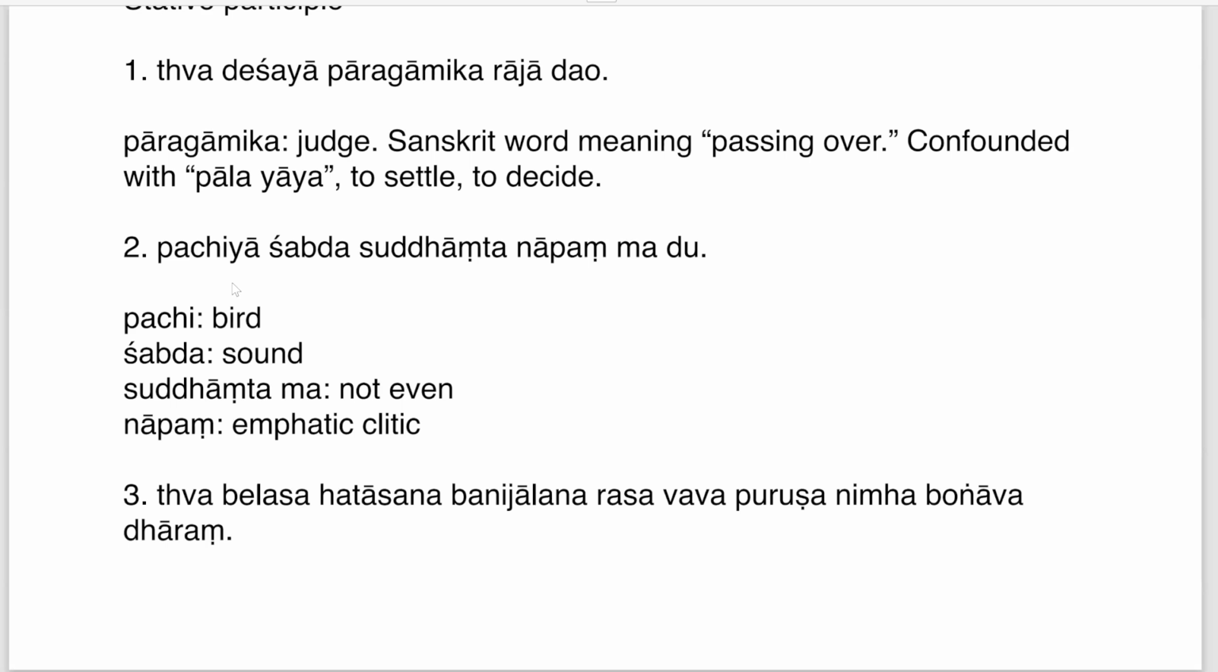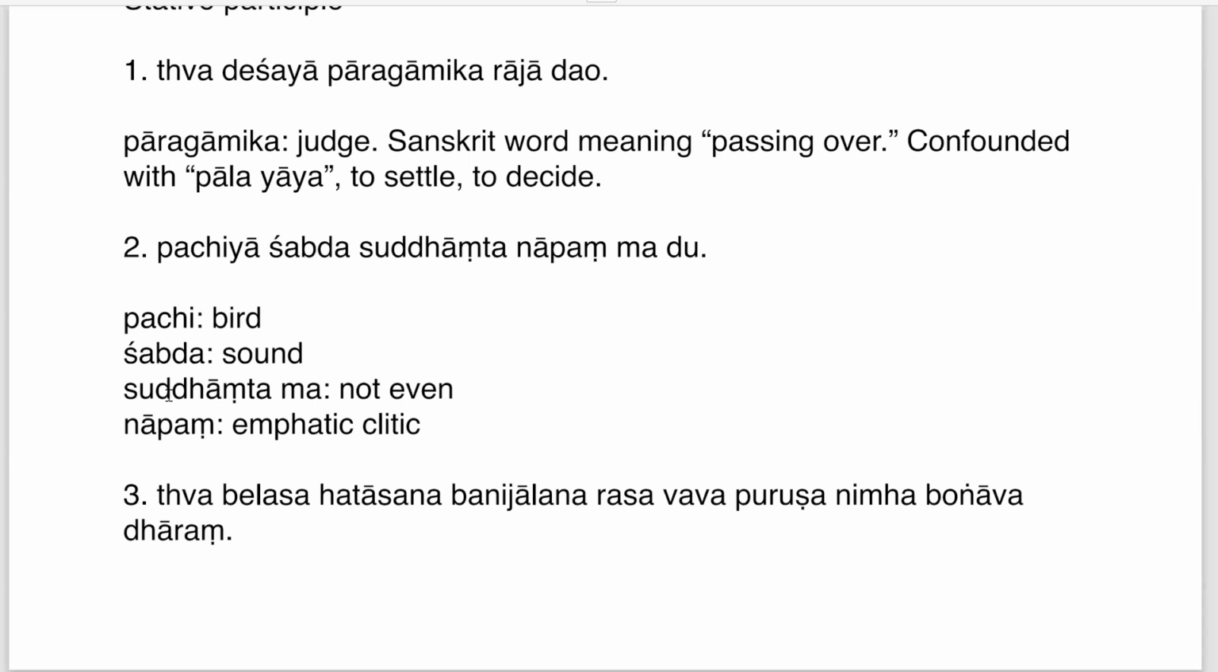For a stative participle, it's either way. You can use is or was. Both are okay. So the subject of the sentence is bakshiya shabda, and madu is not exist. So there is not even sudhanama, so not even the sound of a bird. So there was not even.